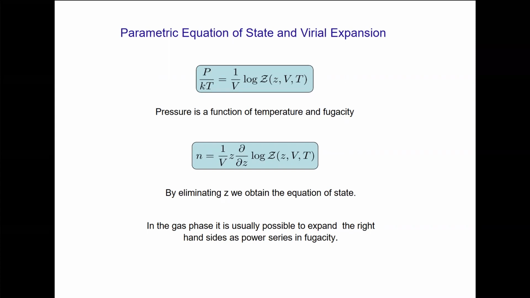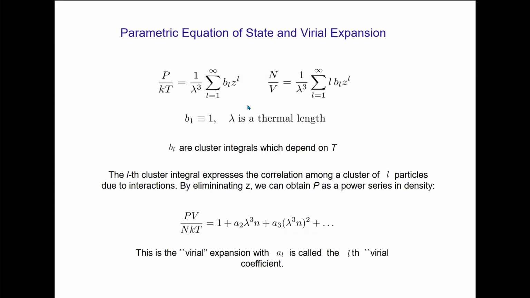So of course, these two equations are not possible to solve exactly. But what we can do is use series expansion, and this series expansion is called the virial expansion. In the gas phase, it's usually possible to expand the right-hand side of both equations as power series in fugacity. Okay? So this is how these expansions look.